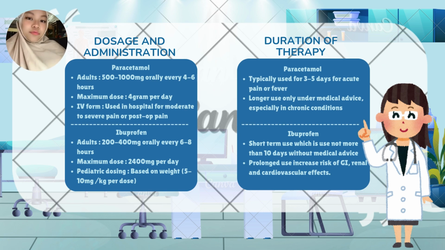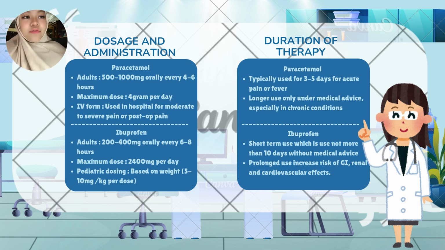For ibuprofen, the dosage required for adults is 200 to 400 mg orally every 6 to 8 hours. For the maximum dose of ibuprofen, they can take up to 2400 mg per day. And for pediatric dosing, ibuprofen is based on weight, which is 5 to 10 mg per kg per dose.